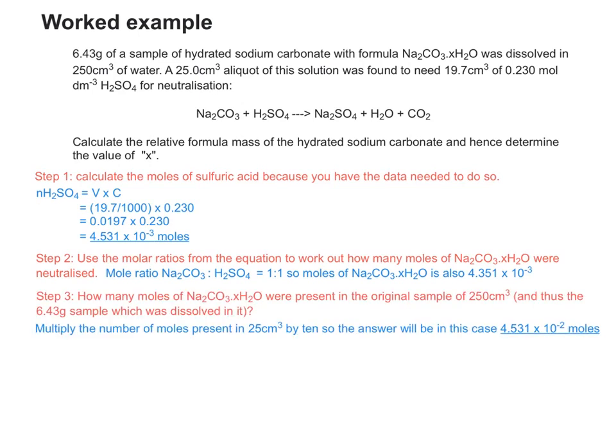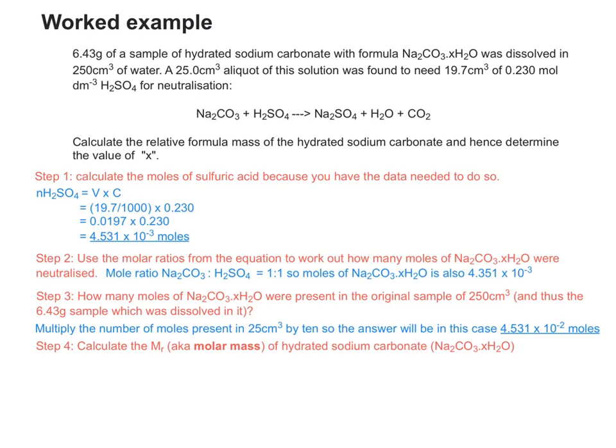The next thing to do is to work backwards to our original sample of 6.43 grams that was dissolved in 250 centimetres cubed of water. Remembering that we actually only used 25 centimetres cubed of this, which is 1/10, and now we've worked out in step 2 the amount of moles in 1/10 of that sample, then surely all you have to do is multiply the answer to step 2 by 10 to work out the number of moles in our original sample. So there it is, 4.531 times 10 to the minus 2 moles.